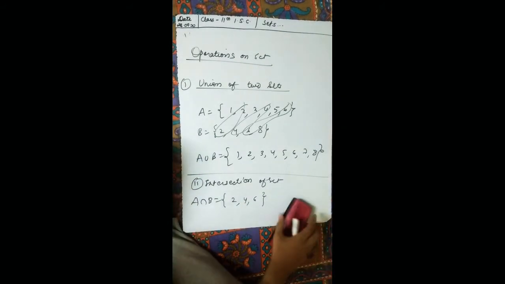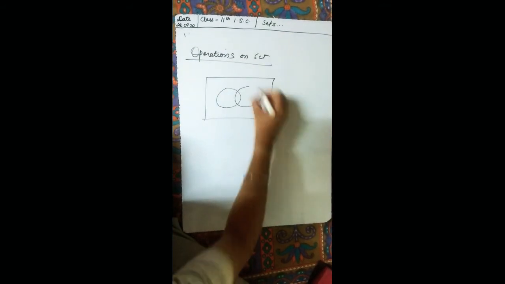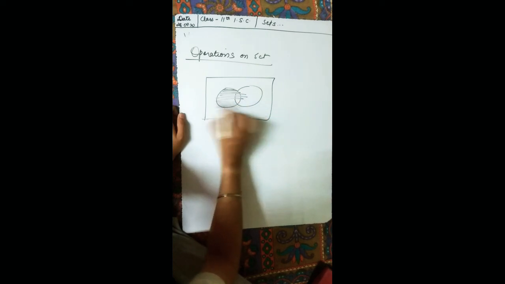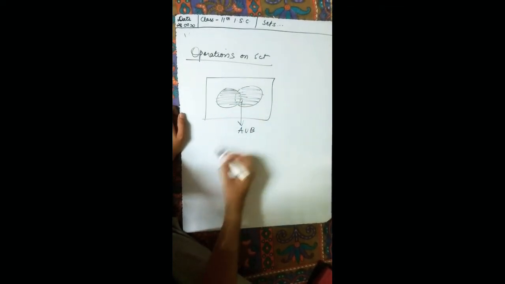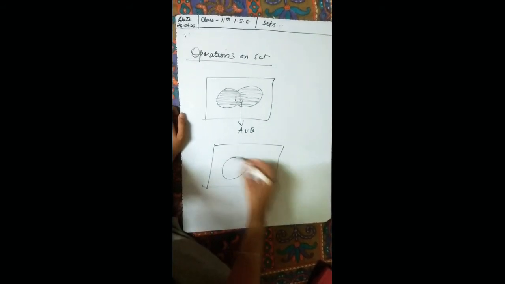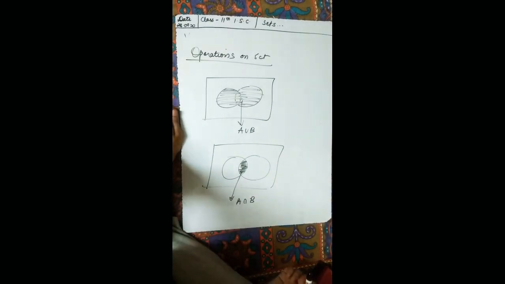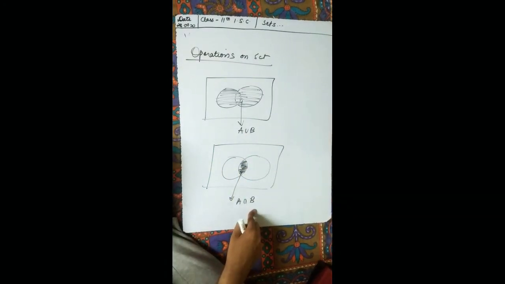With this you just try to understand the Venn diagrams also. Union, say for example, if these are two sets, then union is this whole. This is A union B. This is A intersection B. So this is A union B and this is A intersection B.